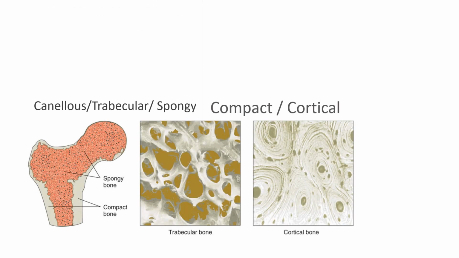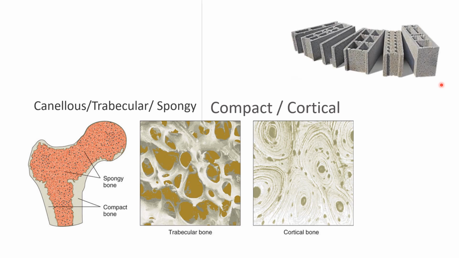Bone exists in two forms, compact and cancellous. A compact bone appears as a solid mass, while a cancellous bone consists of branching networks of trabeculae. The trabeculae are arranged in such a manner as to resist the stresses and strains to which the bone is exposed. If you think about this, it's similar to a hollow block or a concrete block. The outer portion is compact while the inner aspect is hollow. That's the physics behind it.